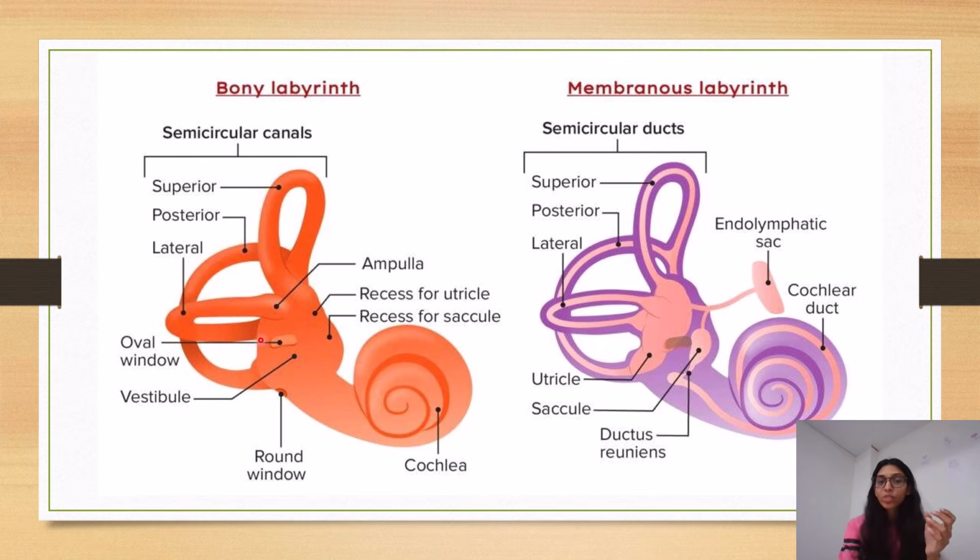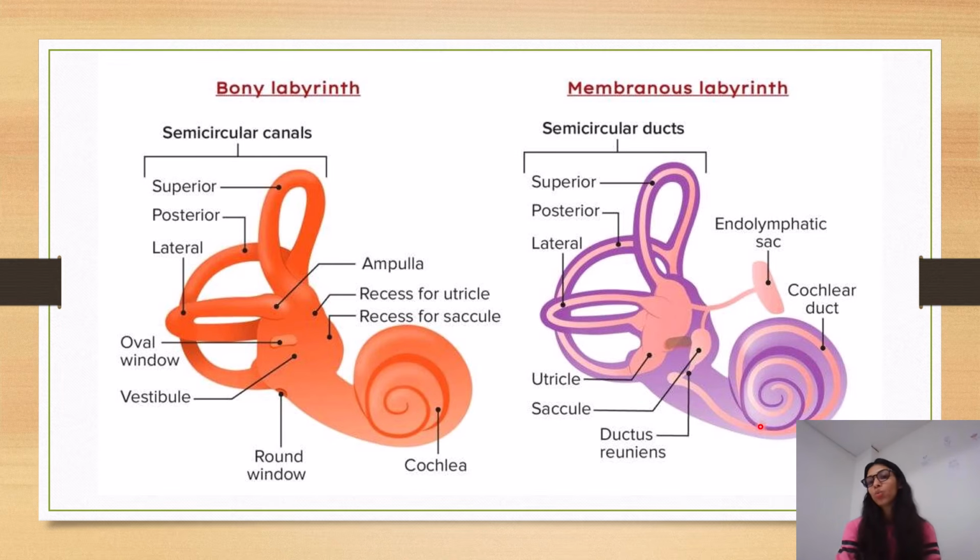Then we have the vestibule. Then we have a cochlea. And inside the membranous labyrinth, this is what holds the end organ of our hearing and our balance. So this has the ducts, like the semicircular ducts, and the utricle, which is the end organ of our balance, and we have a saccule.